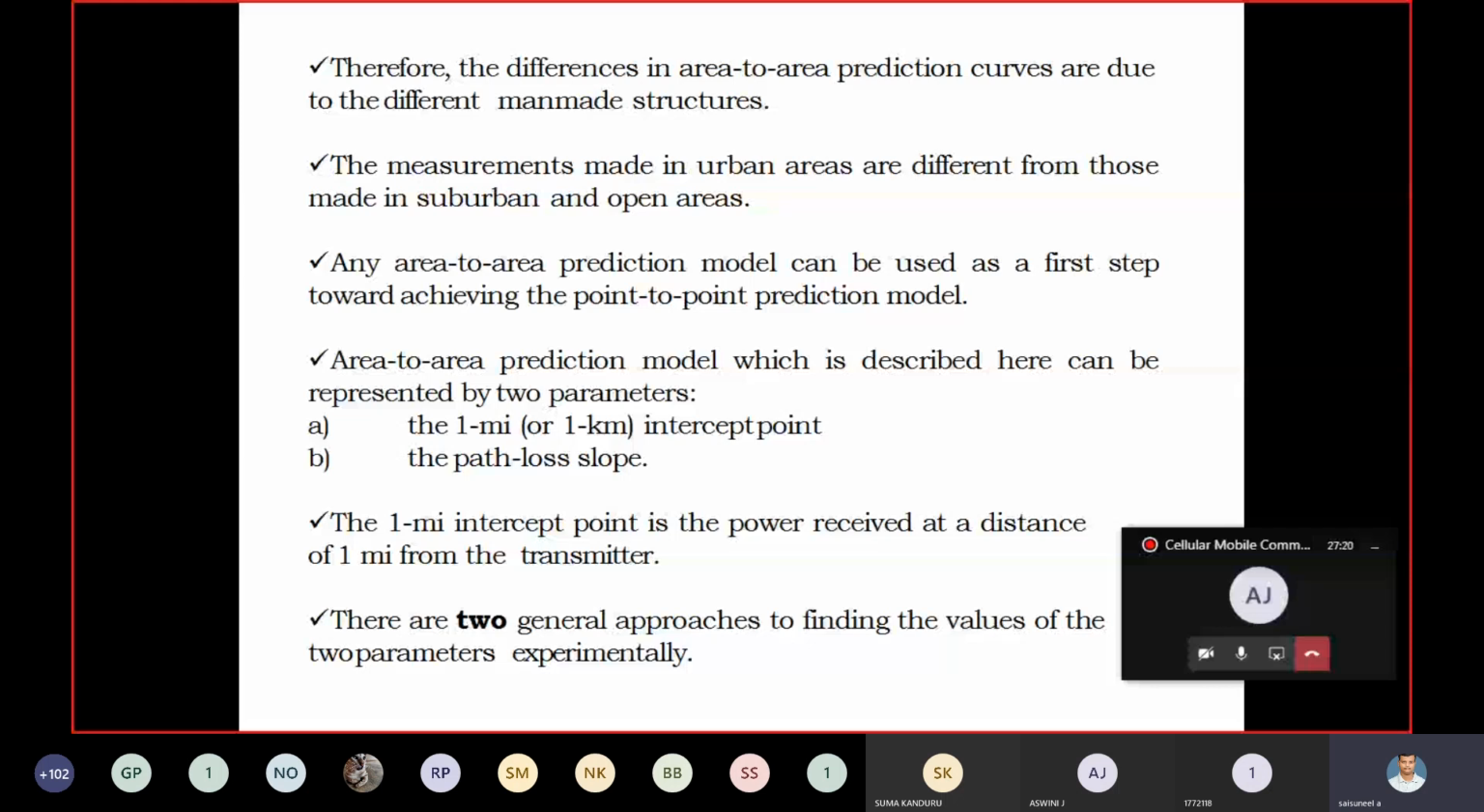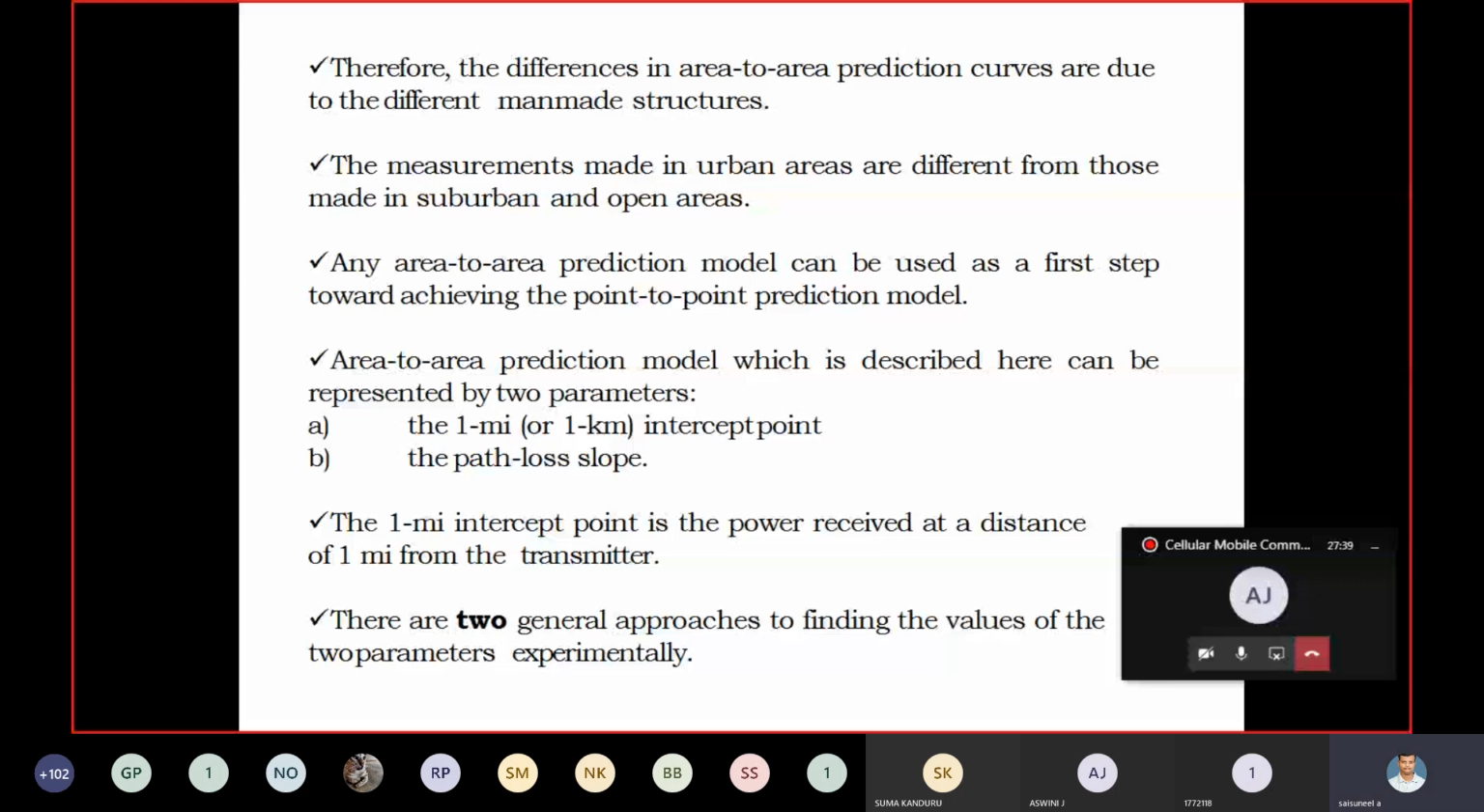The area-to-area prediction model can be described with two parameters. The first one is the 1-mile intercept point, and the second is the path slope. We already discussed in previous figures how to draw the circles. Once I draw the circles, you calculate the signal strength, and based on the signal strength, you draw the path slope. The 1-mile intercept point is the power received at a distance of 1 mile from the transmitter. The distance between the base station and the mobile station is 1 mile.